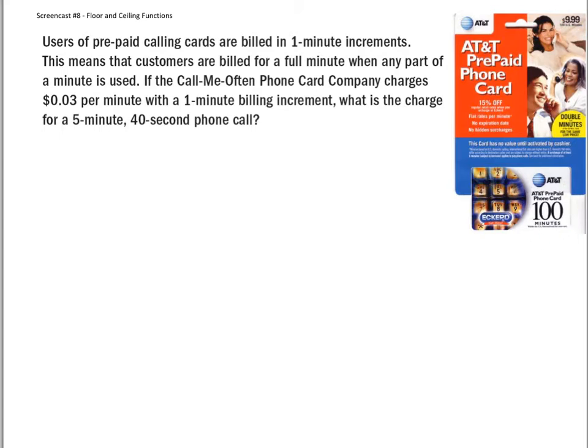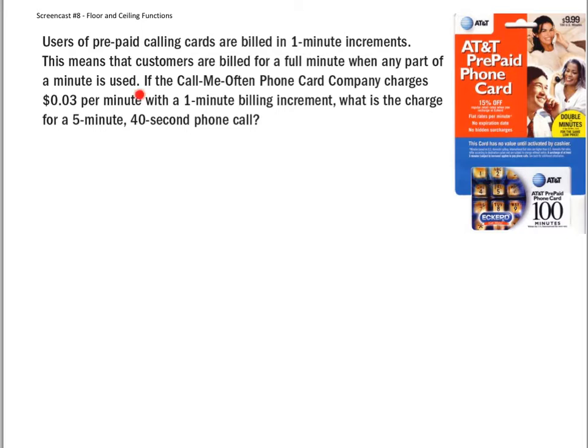Well, anyways, the problem is users of prepaid calling cards are billed in 1-minute increments. This means that customers are billed for a full minute when any part of a minute is used. What? So that means if I speak for 3 minutes and 1 second, I'm being billed for 4 minutes. That, ladies and gentlemen, is called extortion.